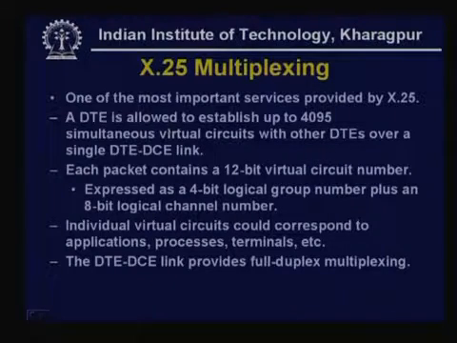Now, one point I have already mentioned, and should emphasize, is the multiplexing used in X.25. This is one of the most important services provided by X.25. As we have seen, a DTE is allowed to have up to 4095 simultaneous virtual circuits with other DTEs over the single DTE-DCE link, with the help of the 12 bits in the packet which I have already shown.